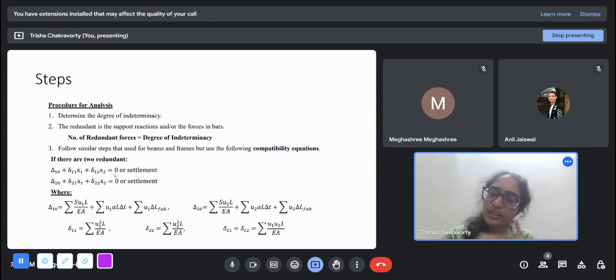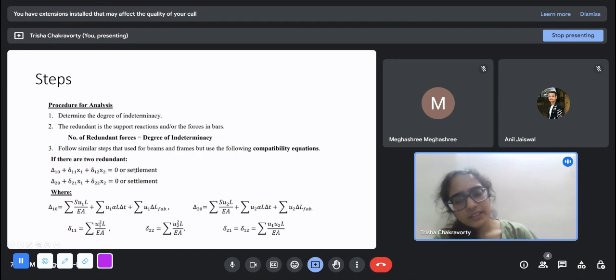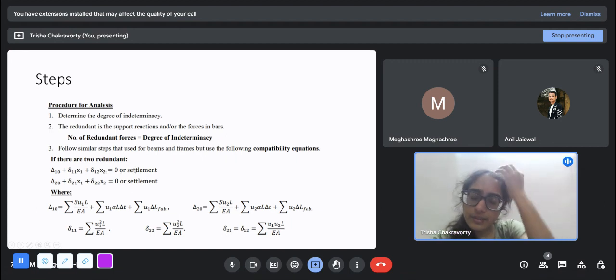You have to find out the degree of external indeterminacy and internal indeterminacy, and according to that, choose your redundant unknowns, that is, how many support reactions or how many member forces you will choose. We will follow similar steps as we used in beams, following compatibility equations: delta 10 plus small delta 11 x1, and if it is 2 degree redundant, plus delta 12 x2, is 0.